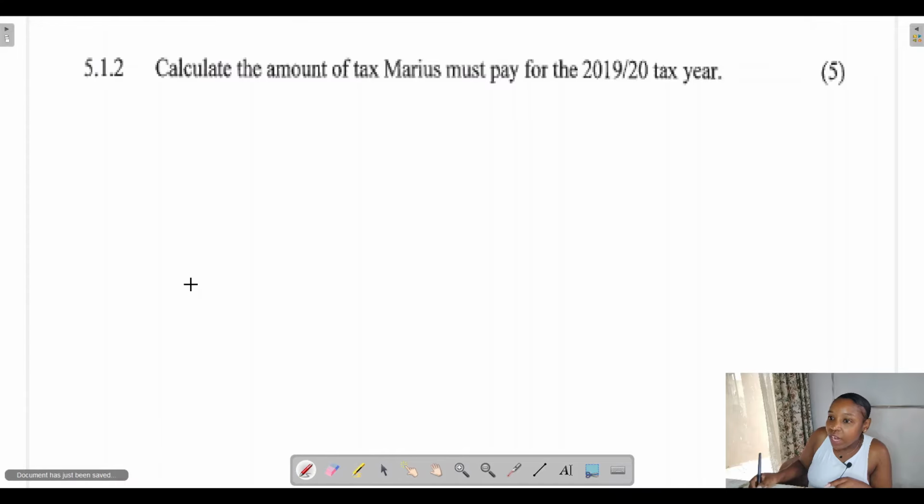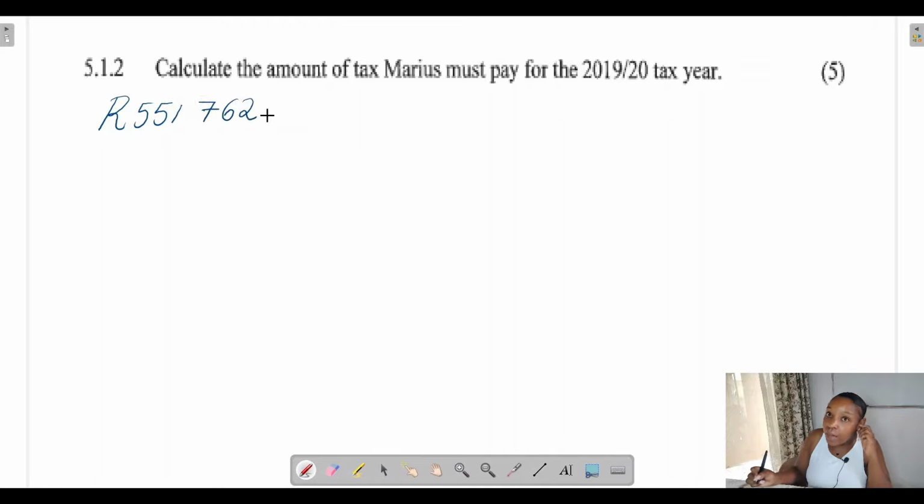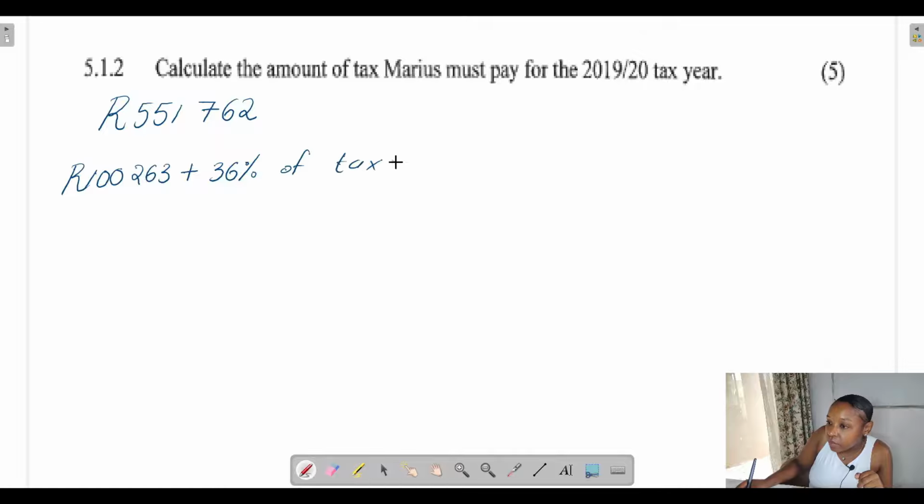Okay, so we already know that Marius gets paid 551,762. That is the amount that he gets paid, right? We know that the amount of tax that he's going to pay is 100,263 plus 36% of taxable income.